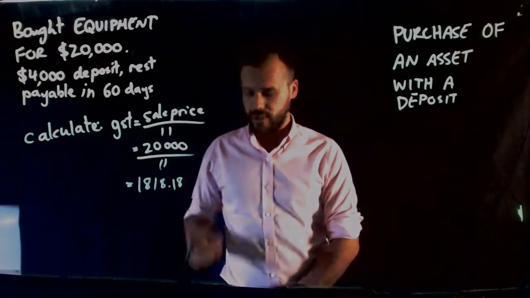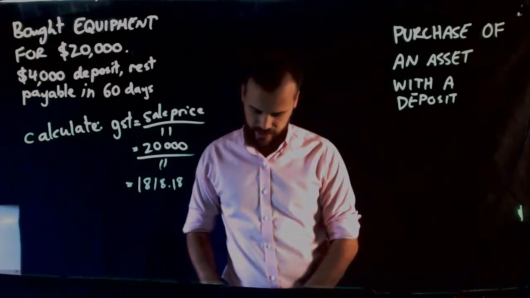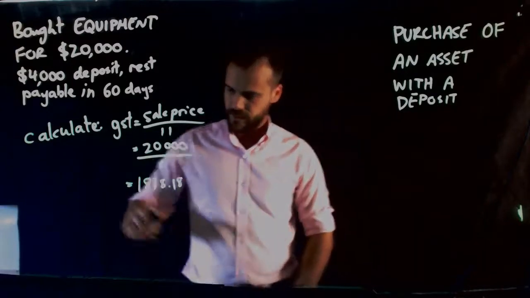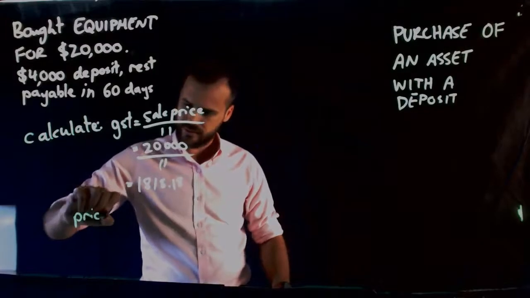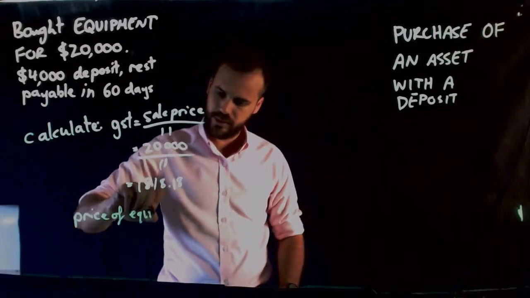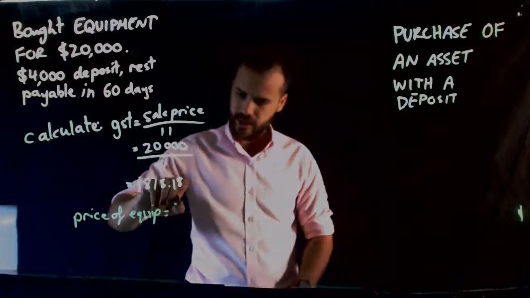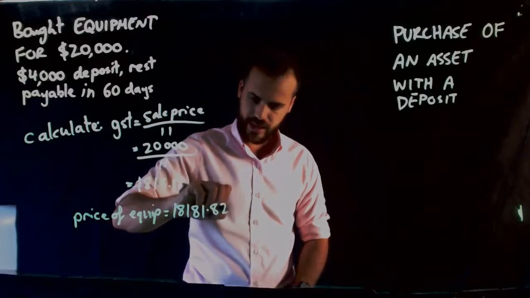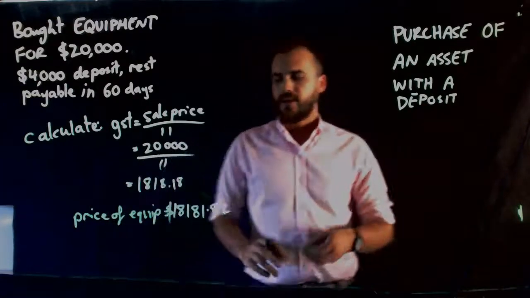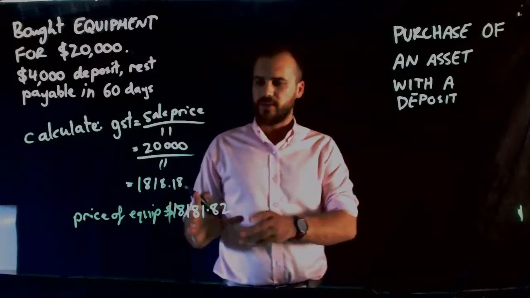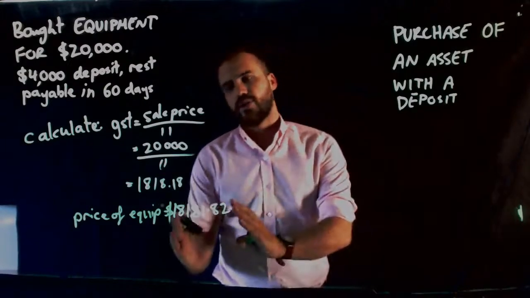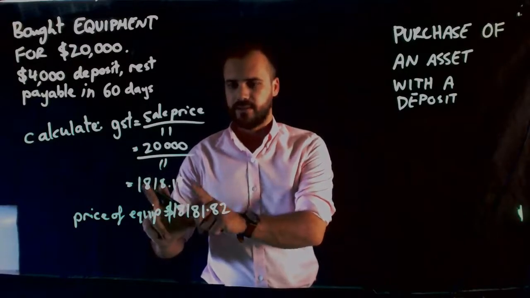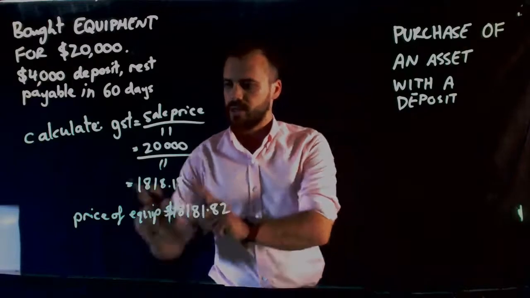Which means that the actual price of the equipment must be $20,000 minus that. Price of equipment is equal to $18,181.82. Okay, so there's lots of ones and eights everywhere, but hopefully you understand what's going on. The value of the equipment is this. The GST payable is this. Okay, that's important: value of the equipment, GST payable.